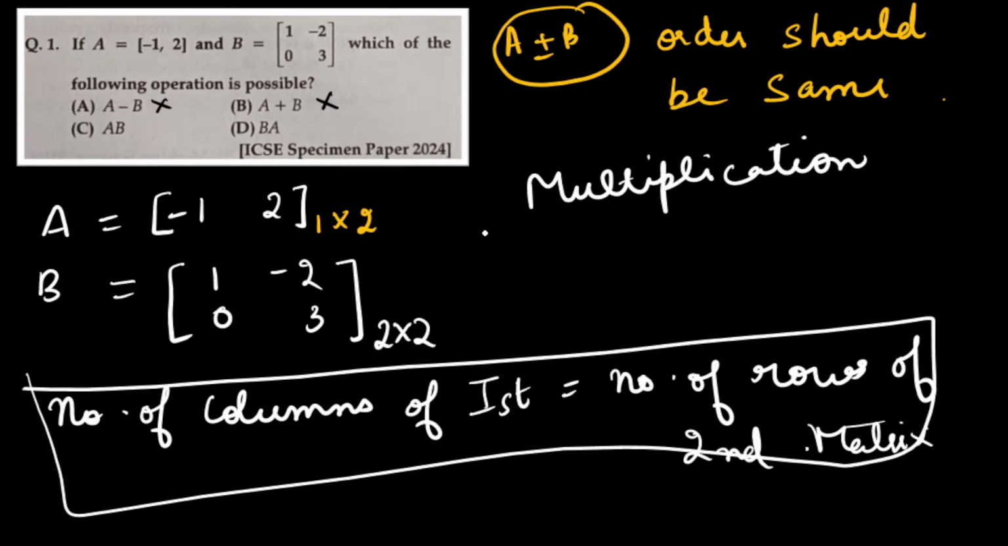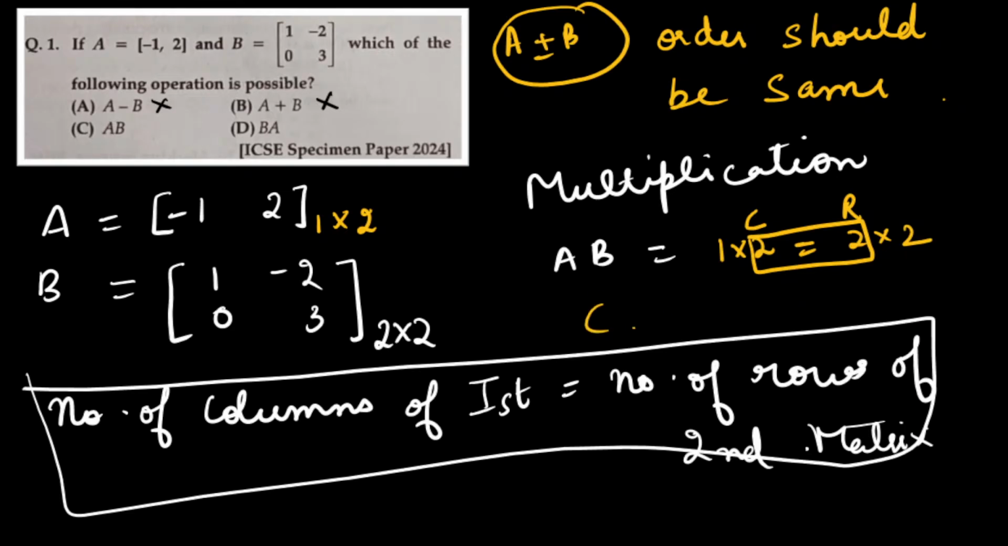Now, two options are there. AB means A into B. Let us write both the orders. 1 into 2 is the order of A and 2 into 2 is the order of B. Here these are the columns of the first one and the rows of the second one, and both of these are equal, which means option C is correct. AB is possible.